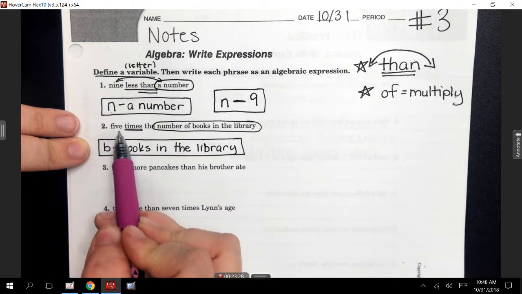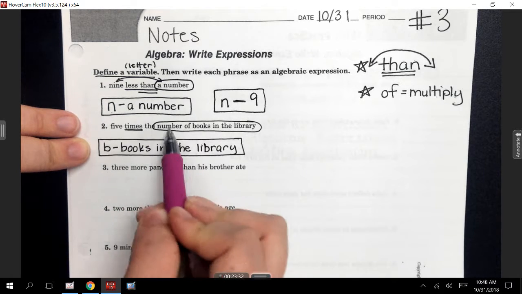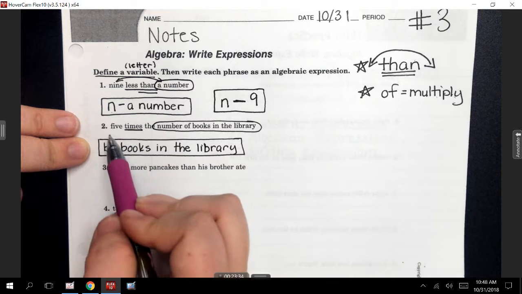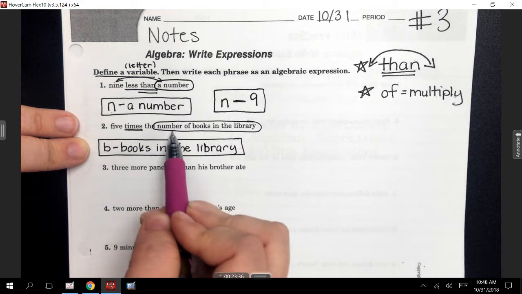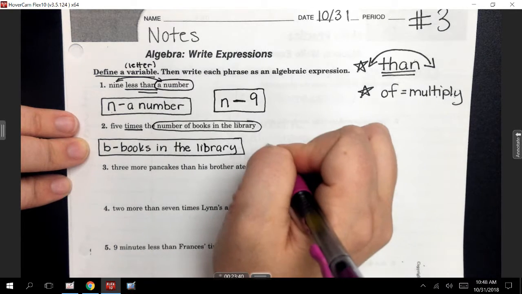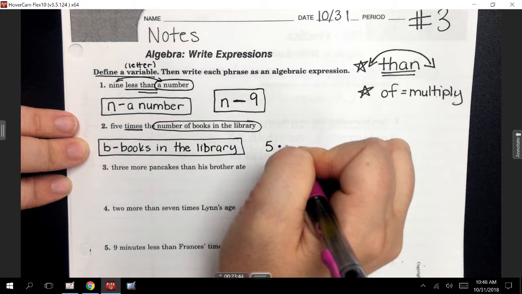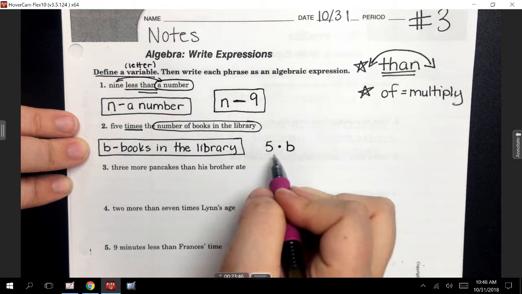Then it says 5 times. So now I'm going back up to the problem. 5 times, there's my circle, so that's B. So how would I write 5 times B? How would I write that? Hunter? 5, and then the multiplication sign, B. So we could do 5 and then the dot and B.